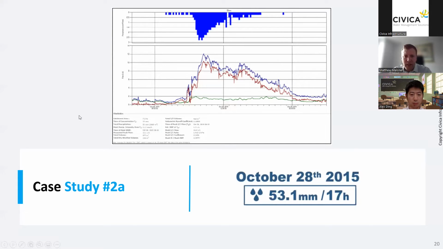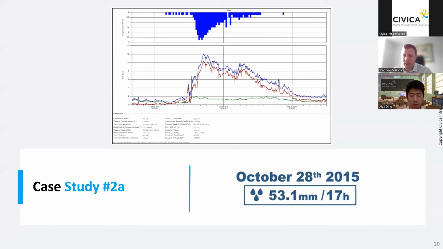The second case study I'll talk about, this started, as you can see, back almost 7 years ago now. This was a study, and I call it case study 2A because I'm going to show you case study 2B, which followed up from this original one. So this was a storm, 53 millimeters over 17 hours. It's a significant storm, but not really anything out of the realm of what's possible. It's still less than a 2-year storm.